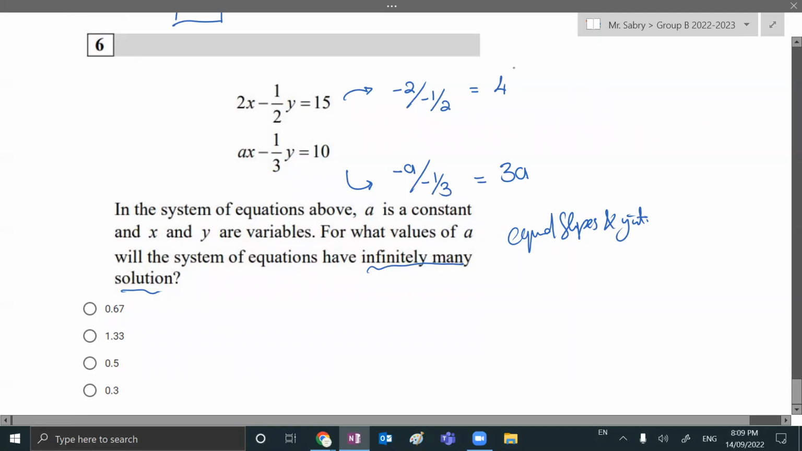Now these must be equal to each other. So that means that 3a equals 4, which then means that a equals 4/3, which on a calculator would be 1.3333, which means that this one is the correct answer.